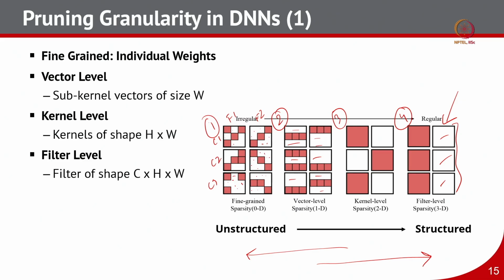Why structured? Because if we take the example we are discussing in case 4, where we remove the entire filter, that is the most structured way of pruning. But if we remove individual weights, like in the example shown in case 1, the pruning is more unstructured. We are cherry picking the weights and then removing them, correct.